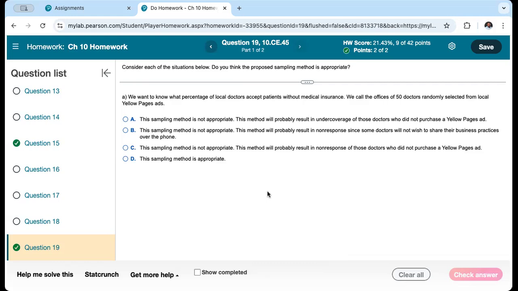Okay. Adeline, what do you think? I thought it was C at first, but after hearing what she said, I think A makes more sense. Cause it's not like the doctors aren't responding, it's like they didn't get a chance to respond if they didn't purchase the Yellow Page ad. Do you all agree with that? Yeah. So this is undercoverage because it means that if I'm not on that ad, you're not going to talk to me. Is that okay? So then that is true.